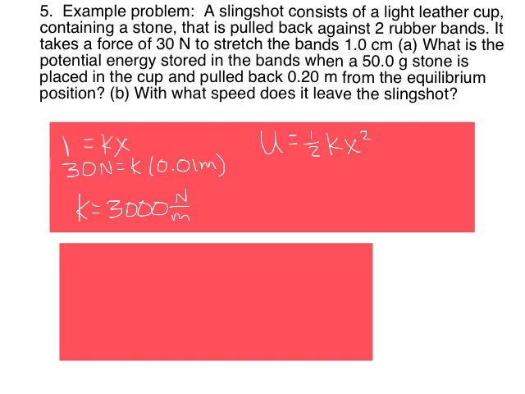So in part A, it wants to know the potential energy stored when a 50-gram stone is placed in the cup and pulled back 0.2 meters. So we're looking for the U value, the potential energy. We have our K, so we know that it's 3,000 newtons for every meter for this particular spring. And then we've got a new distance. So this time we're stretching at 0.2 meters. And you do want to square that amplitude.